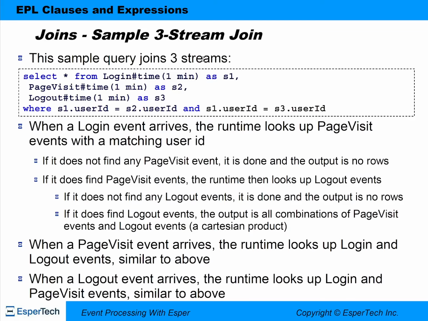This sample query joins three streams. Select star from login at time (1 minute) as S1, page visit at time (1 minute) as S2, logout at time (1 minute) as S3, where S1.userID equals S2.userID and S1.userID equals S3.userID.